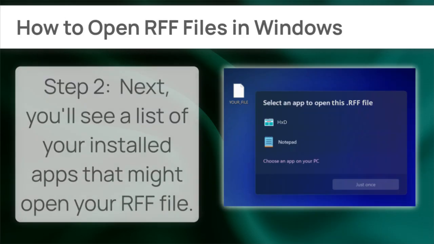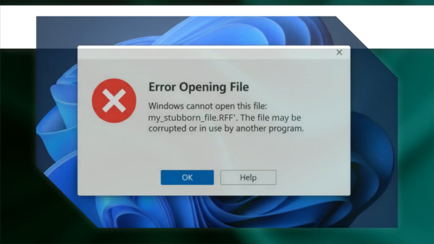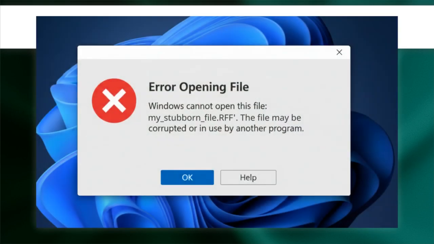Right-click the RFF file and choose Open With. Use HXD as your first choice. If it fails, select another program. A systematic check is the most reliable method. If you cannot access the RFF file, no problem.